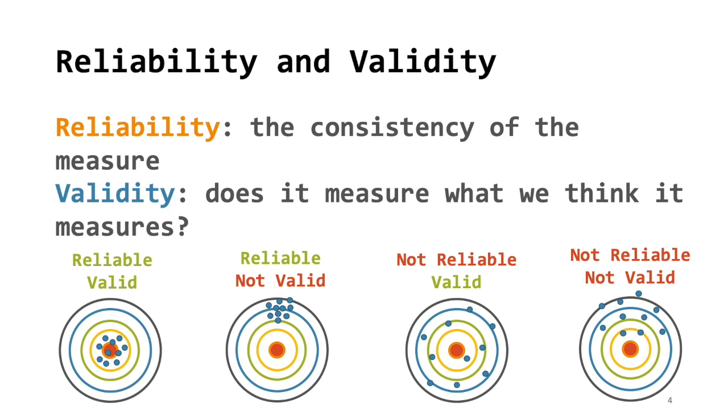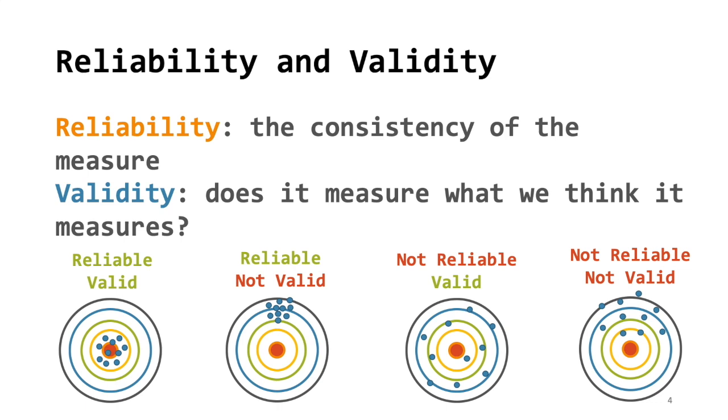So how'd you do? So this one is reliable and valid. It's reliable because the points are close together, and it's valid because it's centered around the target, what we want. This one is reliable. The points are close together, but it's not valid. Conversely, this one's not reliable because the points are really scattered, but it is valid. It does surround the target. And then this last one is neither. It's not reliable nor valid. It's not centered around the target and the points are really scattered.